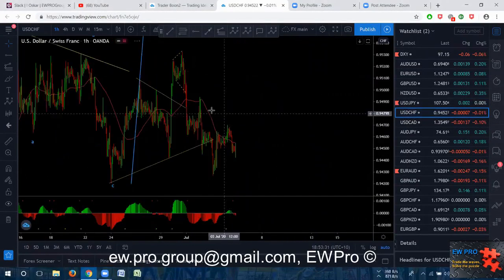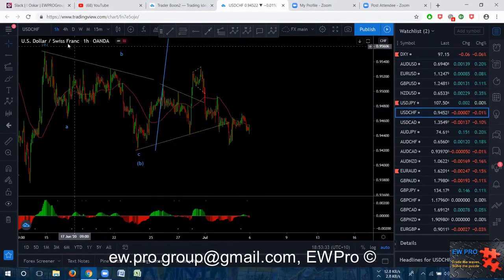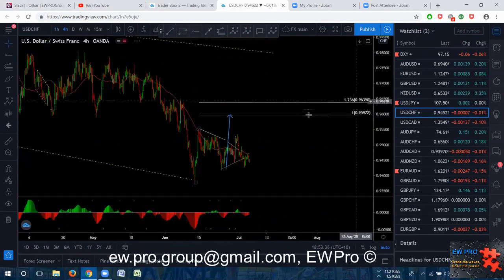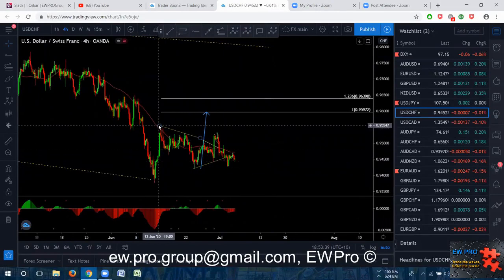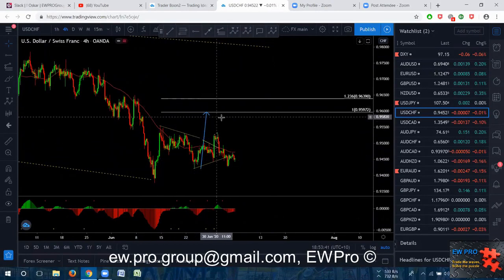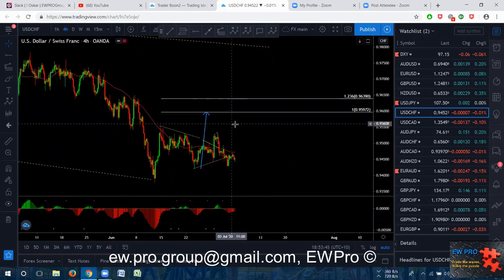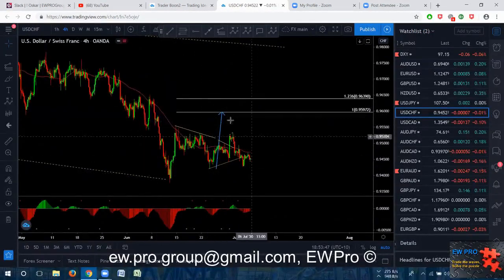USD/CHF, this one's a little bit messy. Again, I was looking for this on the H4. I was looking for this A, B, C. Now, we never got to the target. We never got to the first target. So we're getting something more complex in here.